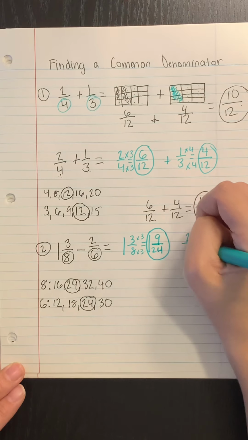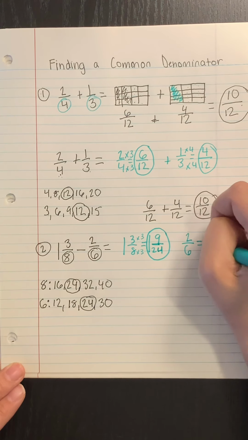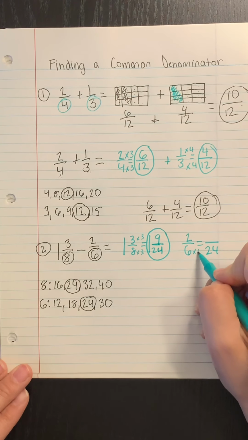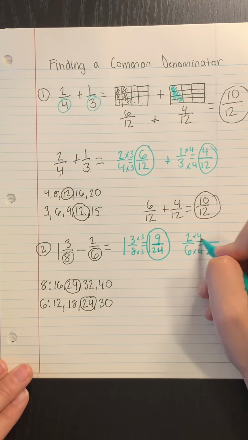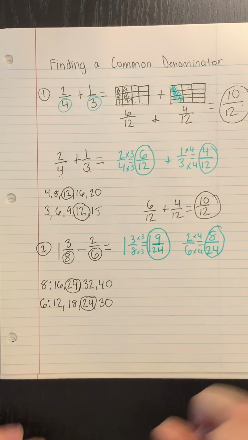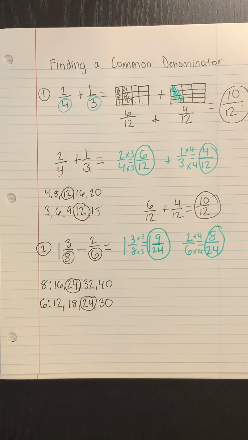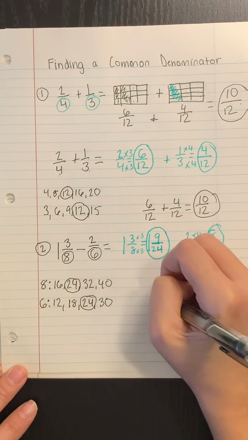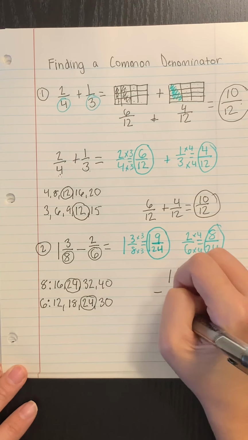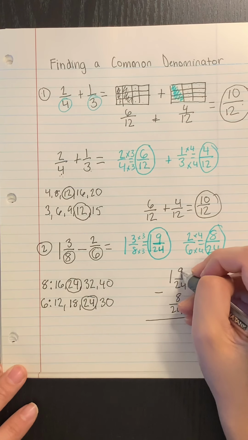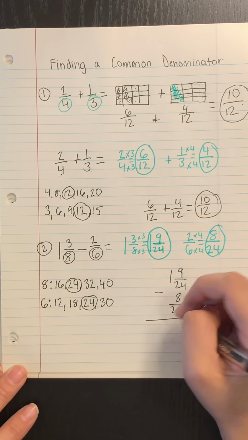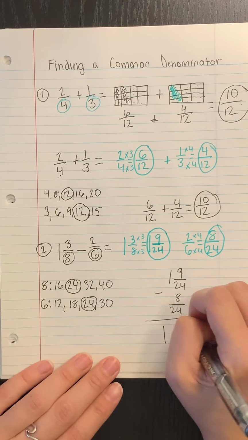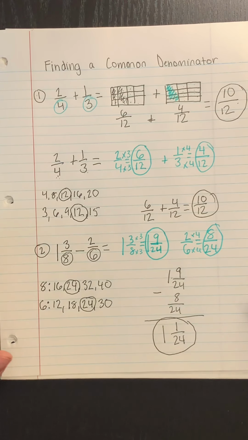And then we need to change 2/6 by writing the new denominator. 6 times 4 is 24. 2 times 4 is 8. So there are 2 new fractions. Now I'm going to rewrite it, and I'll be able to subtract. 1 and 9/24ths minus 8/24ths equals 9 minus 8 is 1/24th, and 1 minus 0 is 1. So our answer would be 1 and 1/24th.